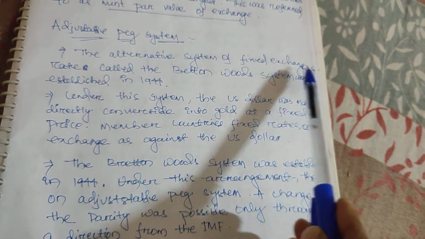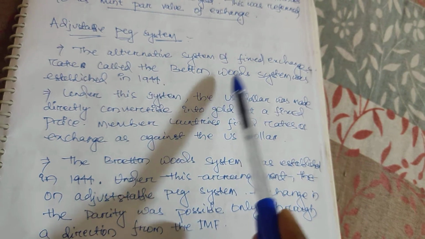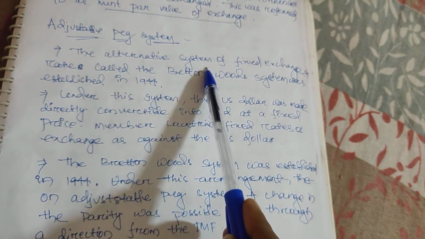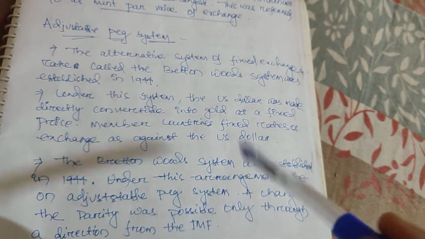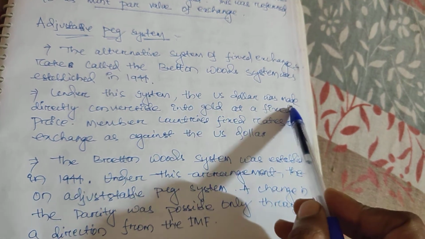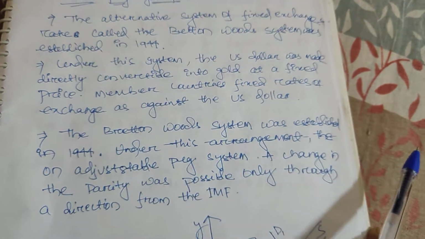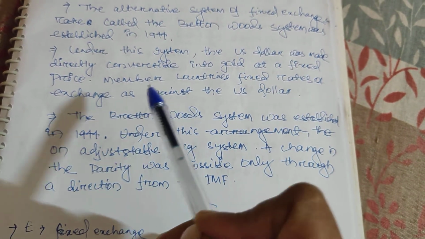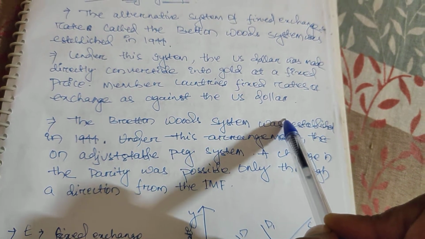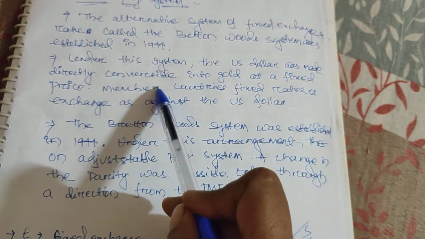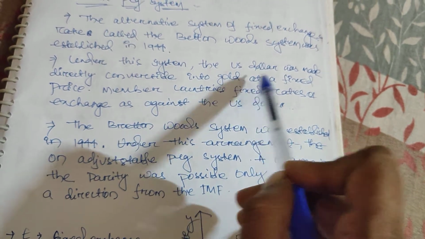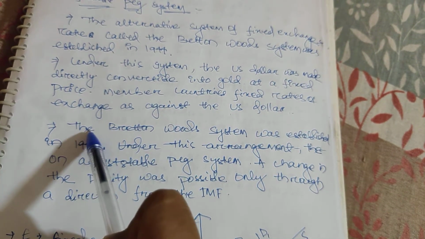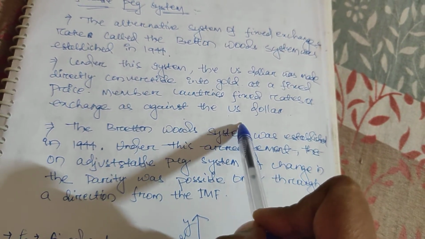The alternative system of fixed exchange rate is called the Bretton Woods system, which was established in 1944. After the gold standard, we found the Bretton Woods system. Under this system, the US dollar was made directly convertible into gold at a fixed price. Member countries fixed their rate of exchange against the US dollar. So the other member countries fix the rate of exchange according to the value of the US dollar.